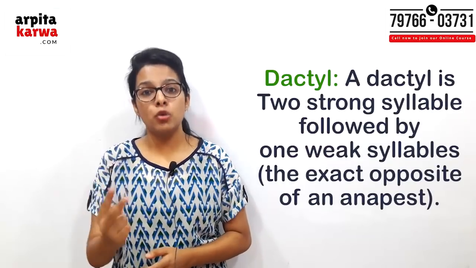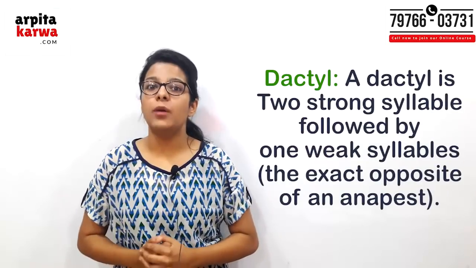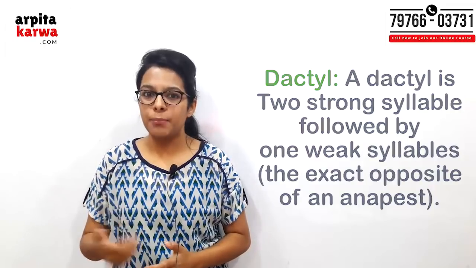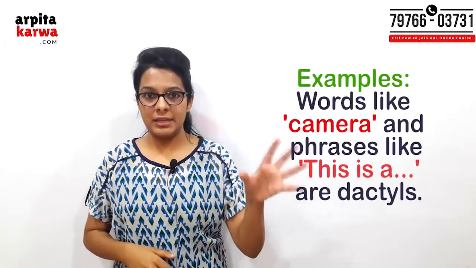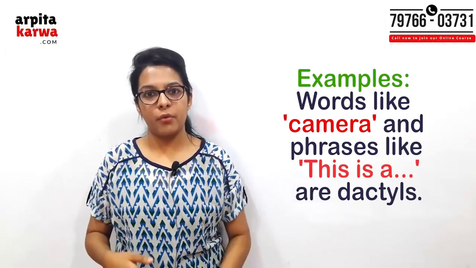Then after anapest, the fourth kind of foot is dactyl. Dactyl has one strong syllable followed by two weak syllables. Example: "this is a". "This" is a strong syllable. "Is a" is two weak syllables. "Camera", three syllables in a single word.